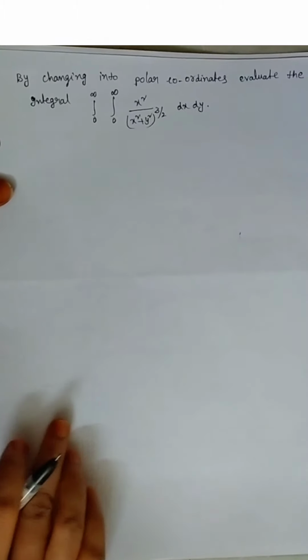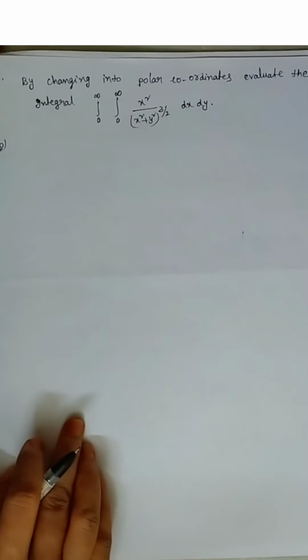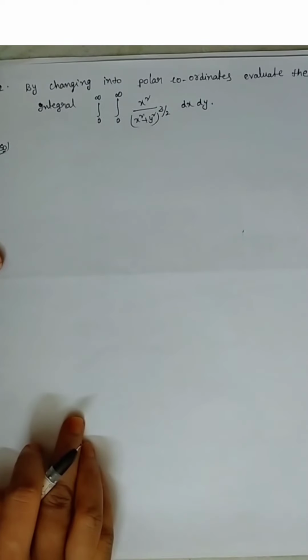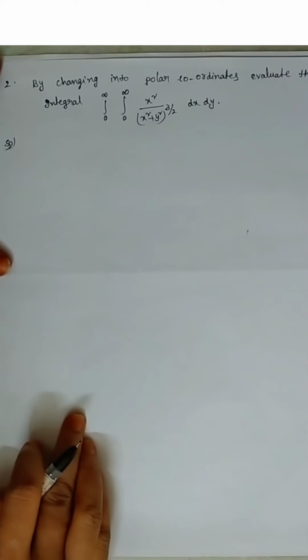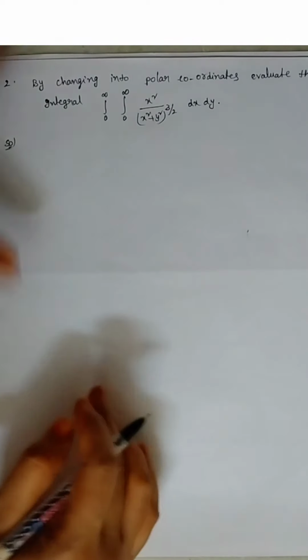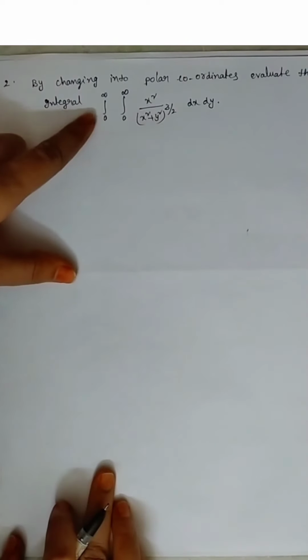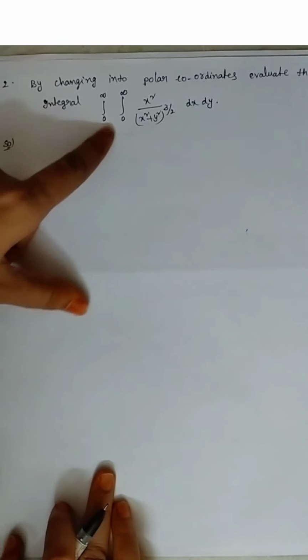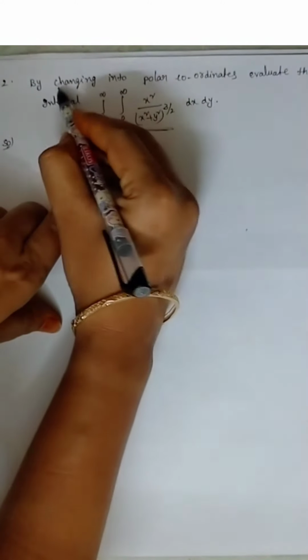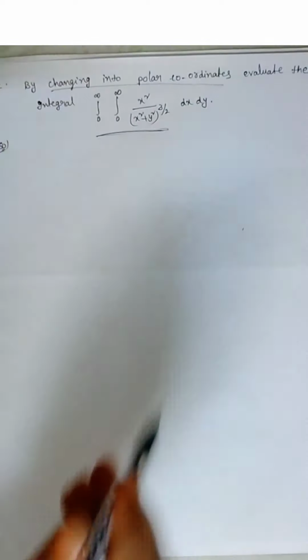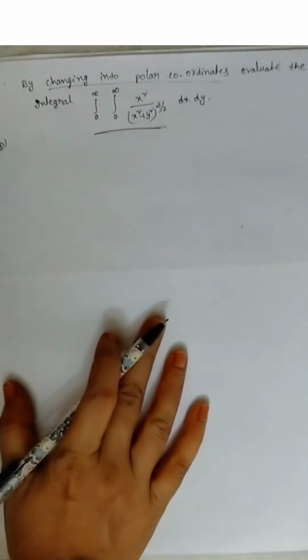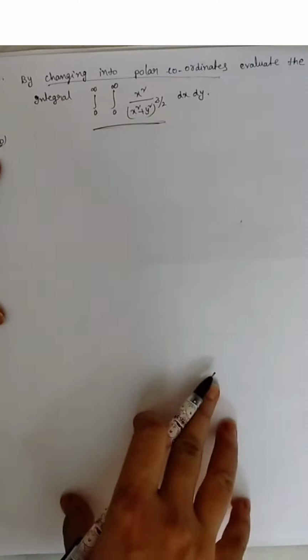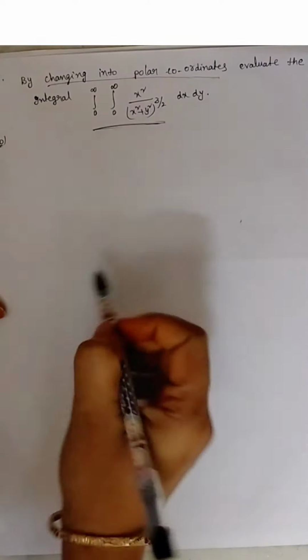By changing into polar coordinates, evaluate the integral 0 to infinity, x square by x square plus y square whole power 3 by 2, into dx dy. Here if you observe, the limits are 0 to infinity. We have to find this integration by changing into polar coordinates. Every problem you have to read carefully. By changing into polar coordinates or by finding the area or what they are asking, you have to read carefully.